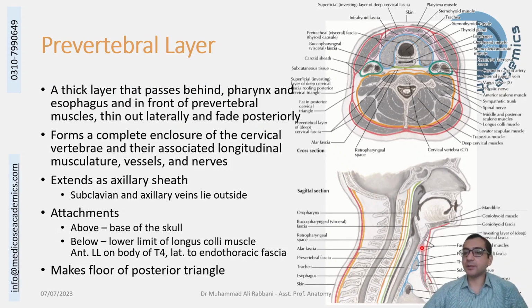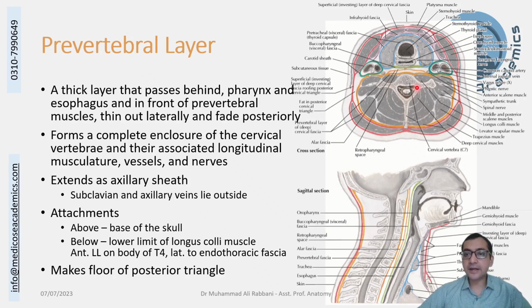Then we come to the prevertebral layer, the one shown in orange. Let me open my book right here. Yes, okay. A prevertebral layer. The name says it is pre-vertebra. It is in front of the vertebra. So again, there is a little confusion, but you must keep both of these things in mind.